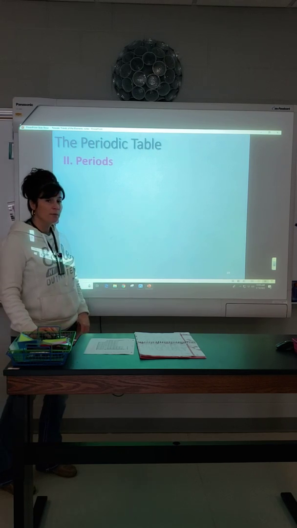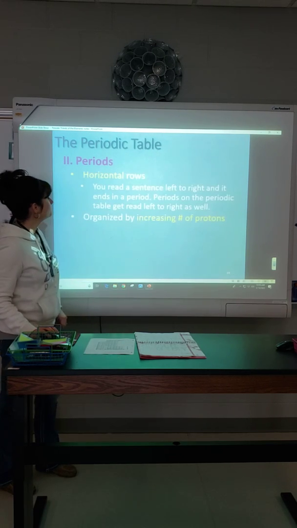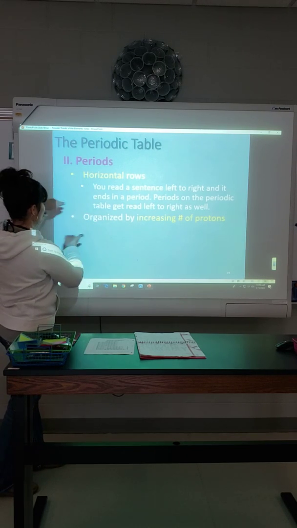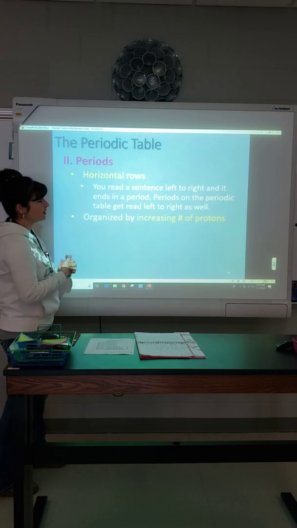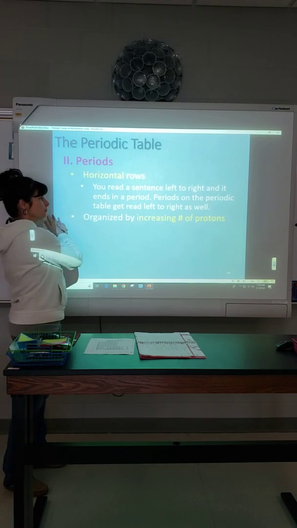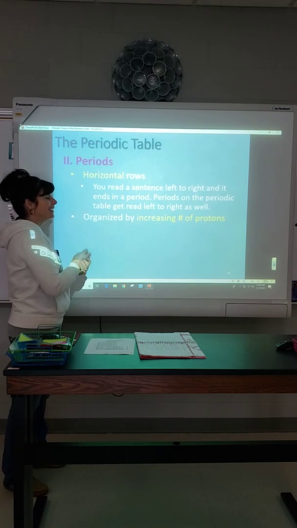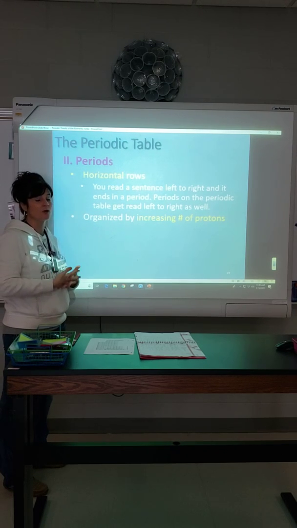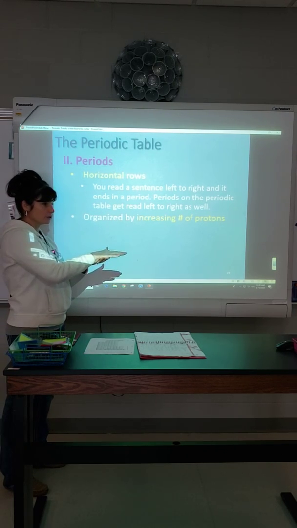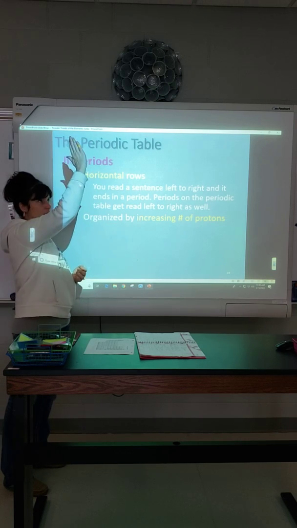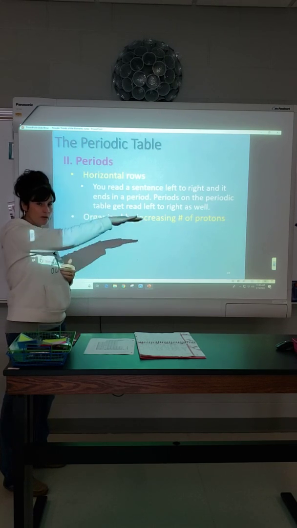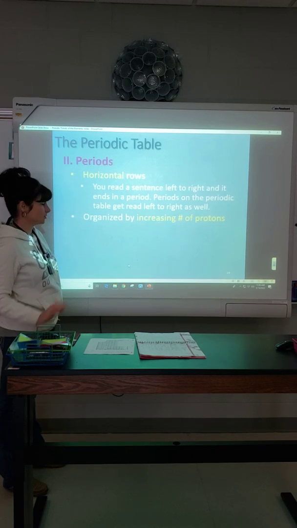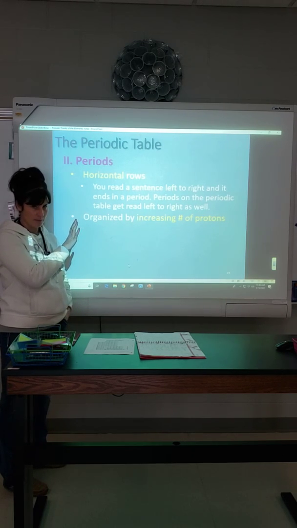There are also periods that go horizontally. These are the horizontal rows. So we had the vertical columns, now we have the horizontal rows. Think about how you read a sentence. You read from left to right, and then it ends with a period. Or think about rowing a boat. If you're on a river, you're rowing horizontally. You're not rowing up or down, right? You're rowing left or right, which is horizontal. Those are just two different ways to help remember periods.